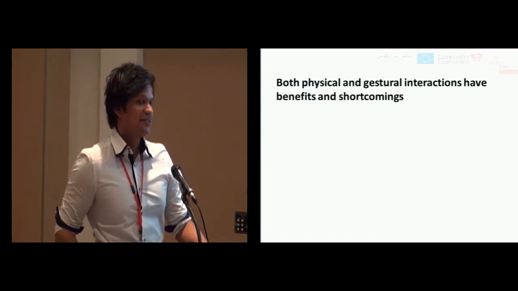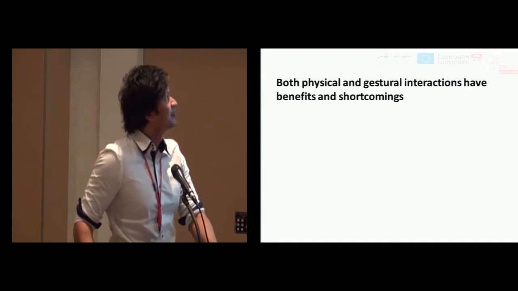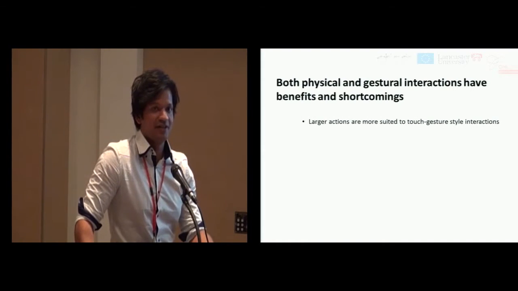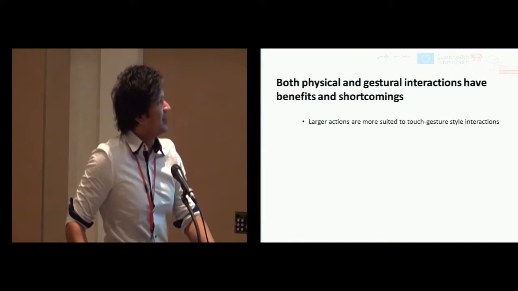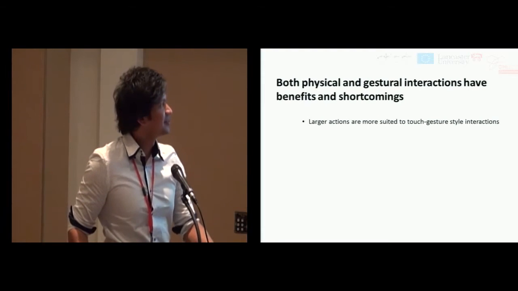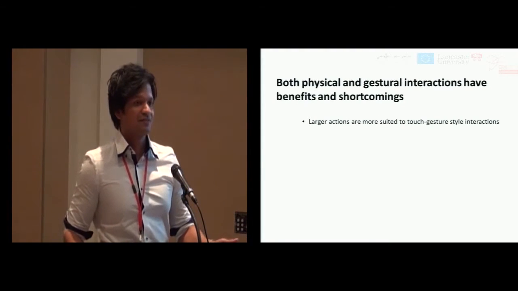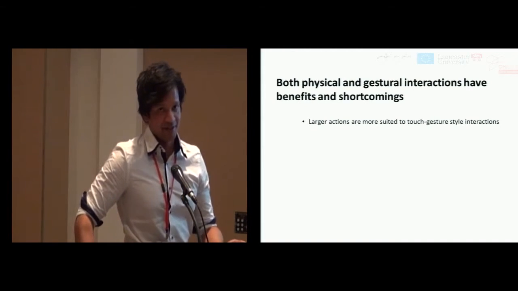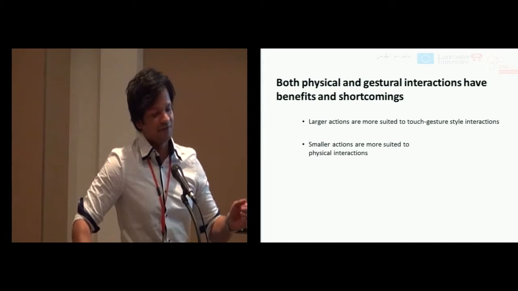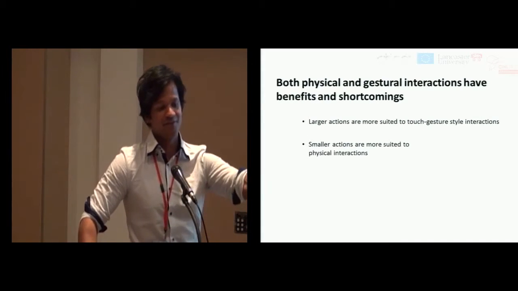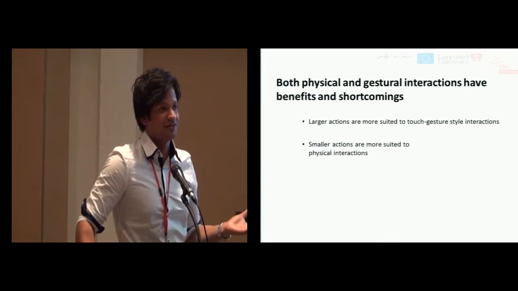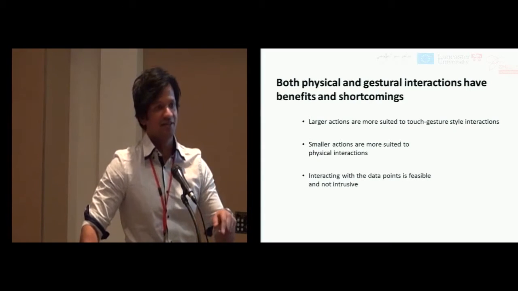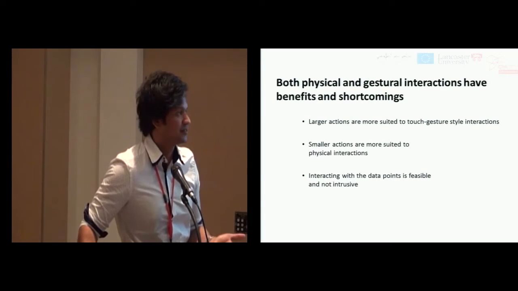From our investigations, I'd like to discuss a few things. We found that both physical and gesture-style interactions were quite useful, and they had benefits and shortcomings. Bigger actions were more suited to gesture-style interactions. Organization, for example, where you have a row quite far away from you, moving it closer is more suited to a gesture-style interaction. Whereas smaller actions like annotation, where we simply select an individual point, are more suited to physical interactions.